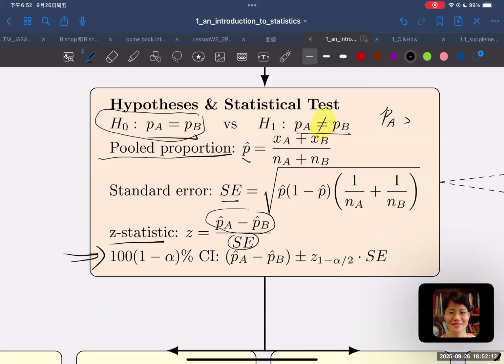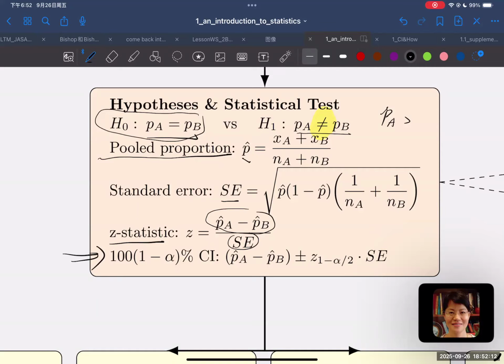So this is the summary of hypothesis and statistical test. If you are very familiar with these parts, then you will feel you may relax in the next few weeks. But if you feel this is quite abstract, then in these several weeks you should pay high attention, because we will give more details on confidence interval and hypothesis test.